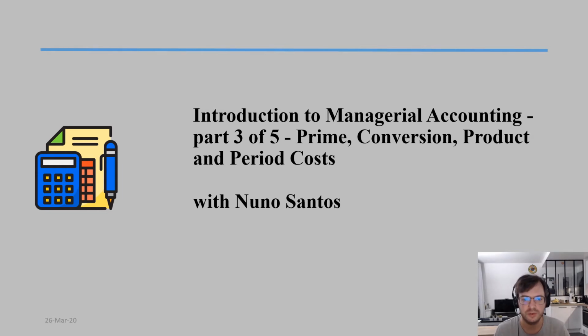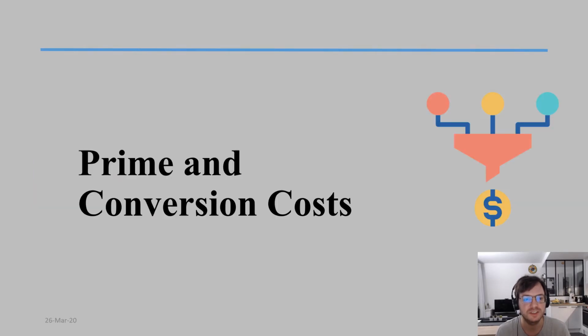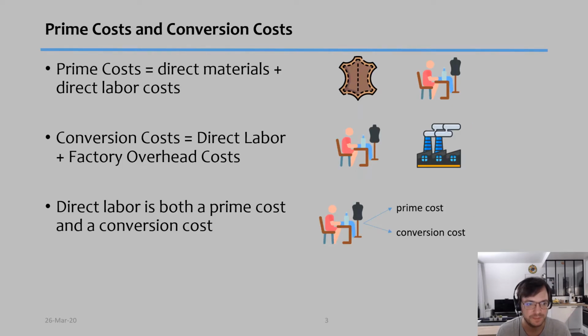All right, video 3 of this mini series, and now I'm going to talk about prime, conversion, product, and period cost. So let's start with prime and conversion costs. What are they? Well, prime costs is basically the costs of direct materials plus direct labor costs. And prime here means basically the fact that they are prime to the production of the product. They're extremely important, or they represent a vast majority of the percentage that it takes to create the product.